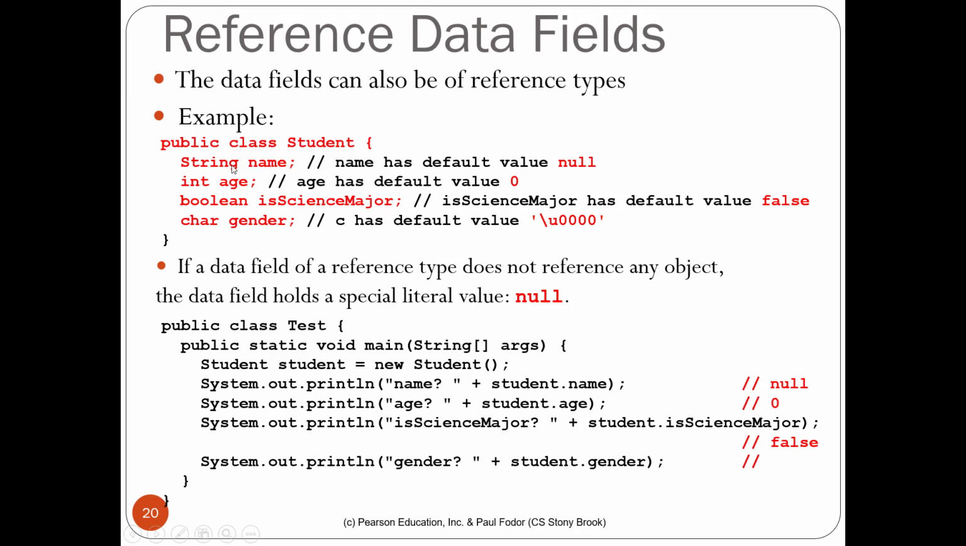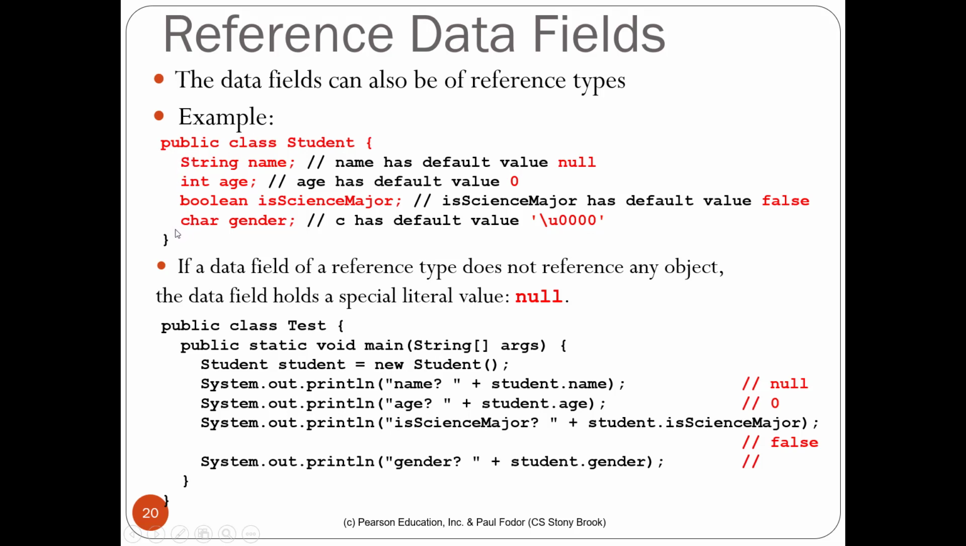Well, name is a string, and the default value for string is null. Age is an integer, so the default value for age would be 0. Is science major is boolean, so even if you do not initialize it, it will have the default value of false, which in fact is the default value of a boolean variable. Gender is a character, so it will have the null character, which is \u0000, Unicode 0000.